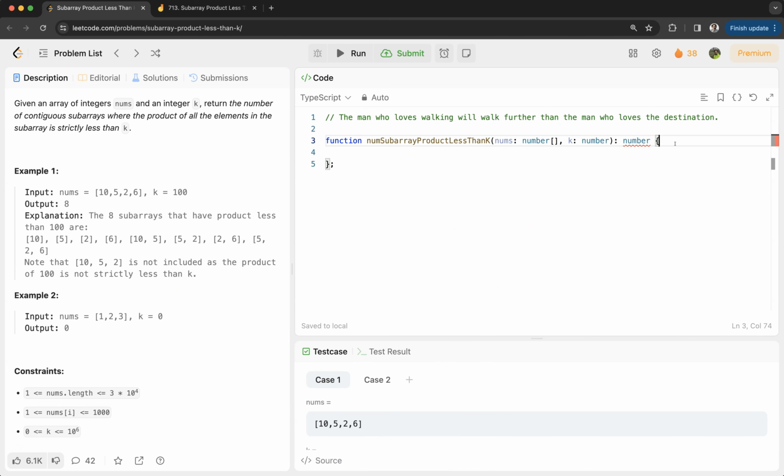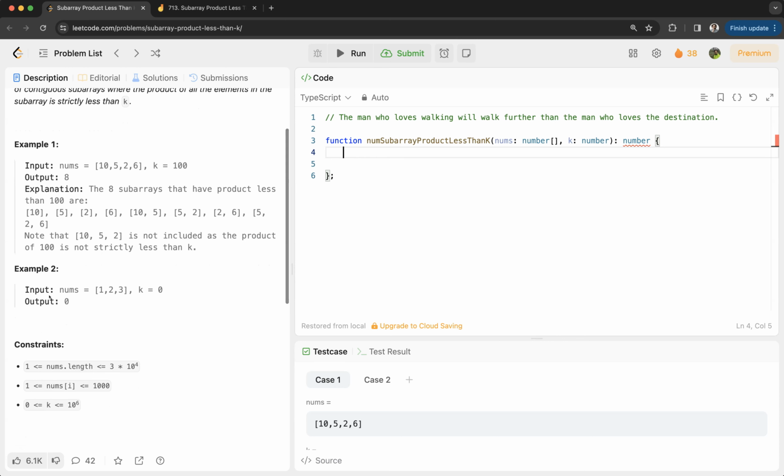So we have some variable for the total number. So first, if we look at the second example, k is 0. So for k 0, the answer is always 0 because input is positive. And also for k 1, if k is equal to 1, the answer is also 0. So if k is less than or equal to 1, return 0. That's it.